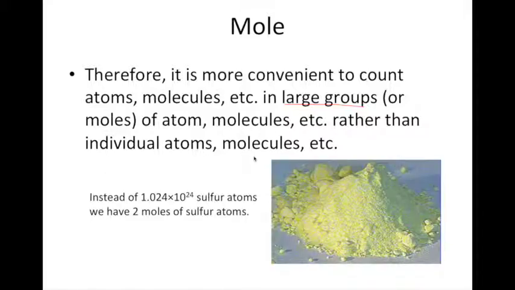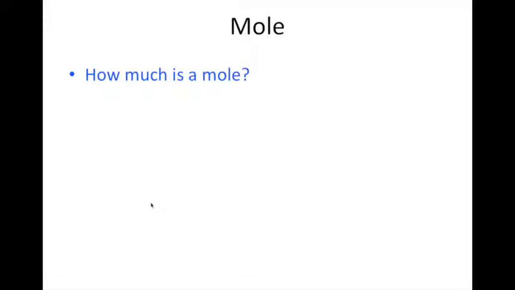So, for example, let's say we had a sample of sulfur here. We could say, oh, we have 1.024 times 10 to the 24th sulfur atoms, for example. Or we could say that we have 2 moles of sulfur. These are the same thing. These two are equivalent, as we'll see later, but it's easier to deal with these atoms in large groups because individual atoms, there's just so many of them that it becomes a bit cumbersome to deal with. So a mole is just a group of atoms or molecules, and it's more convenient to work with them in large groups. So the mole is a large group of something.